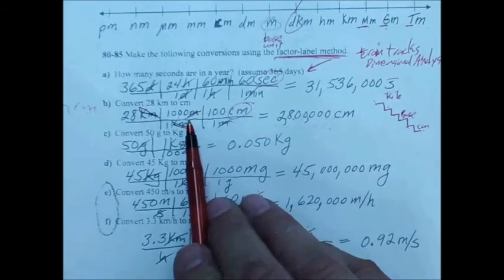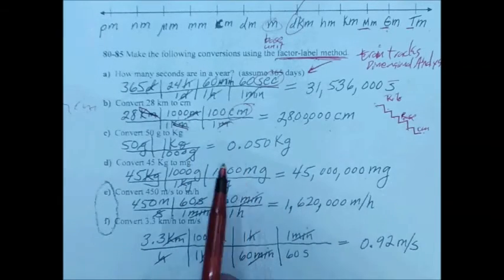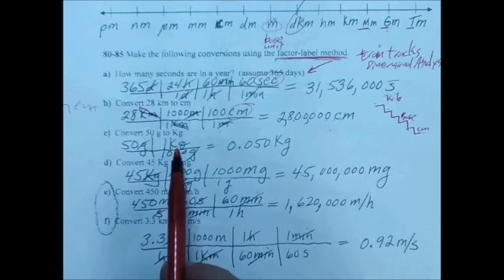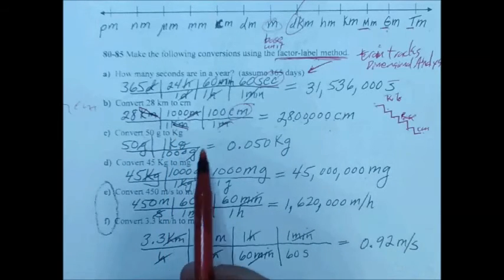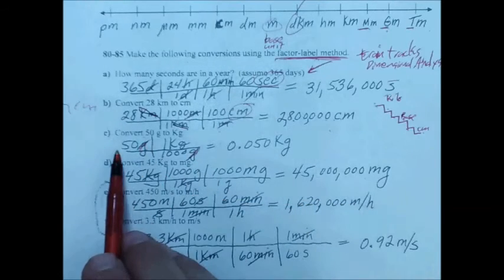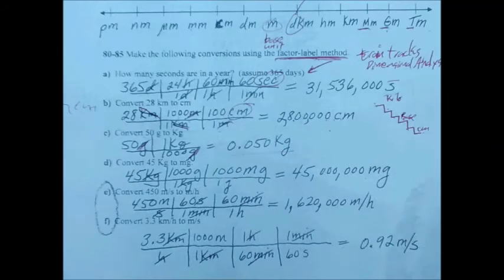But the factor label method, or dimensional analysis, train tracks, this is the way to go here. 50 grams to kilograms, so I'm starting at the base unit. 1 kilogram is 1,000 grams, so I put what I'm trying to get rid of on the bottom, grams, and 50 times 1 over 1,000 gives me 0.050 kilograms.